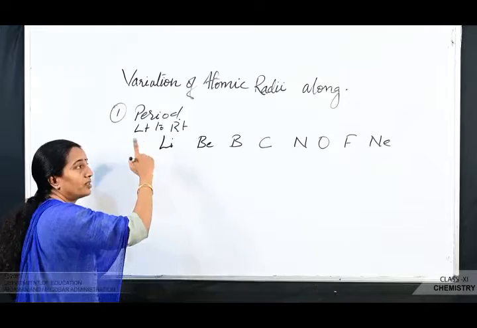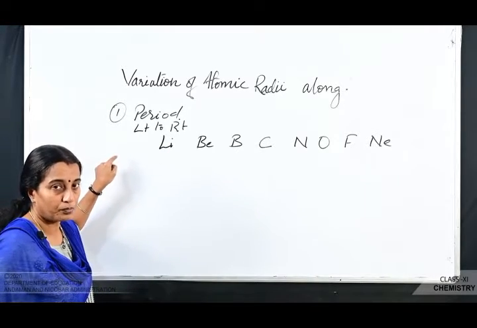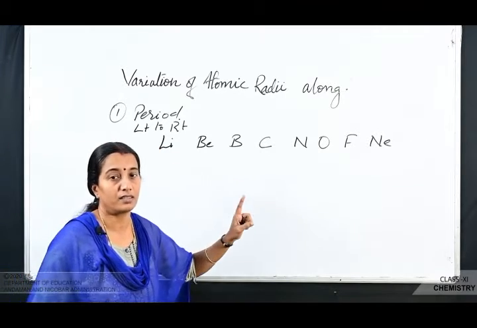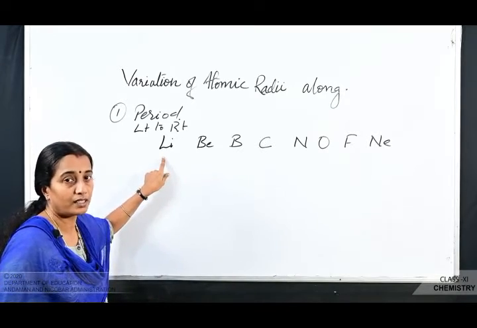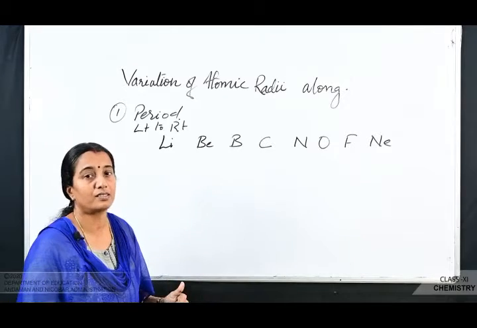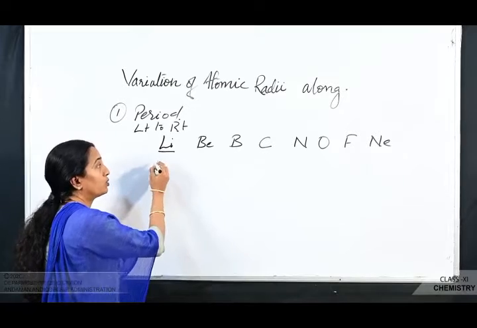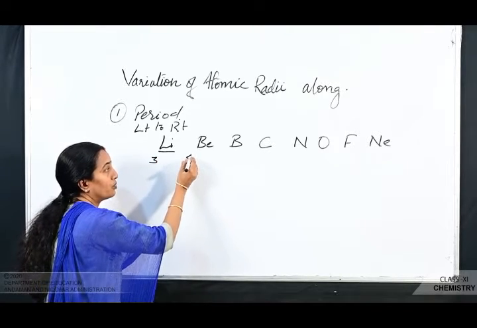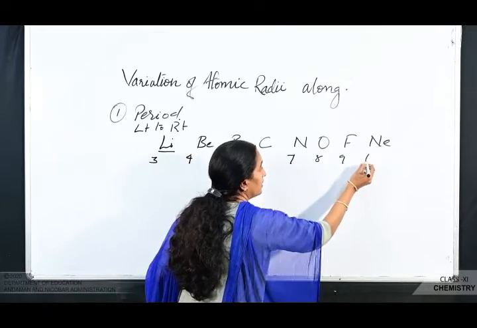When we are moving in a period from left to right, generally what happens? The size decreases. This one has the greater size, this one is the smaller size. The reason for the decrease in size is the number of protons, that means the atomic number. Its atomic number is 3, then 4, then 5, then 6, 7, 8, 9, 10.